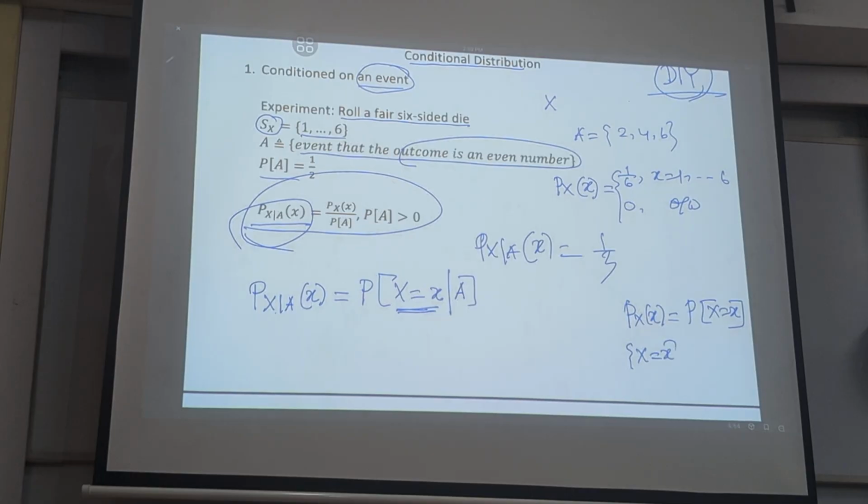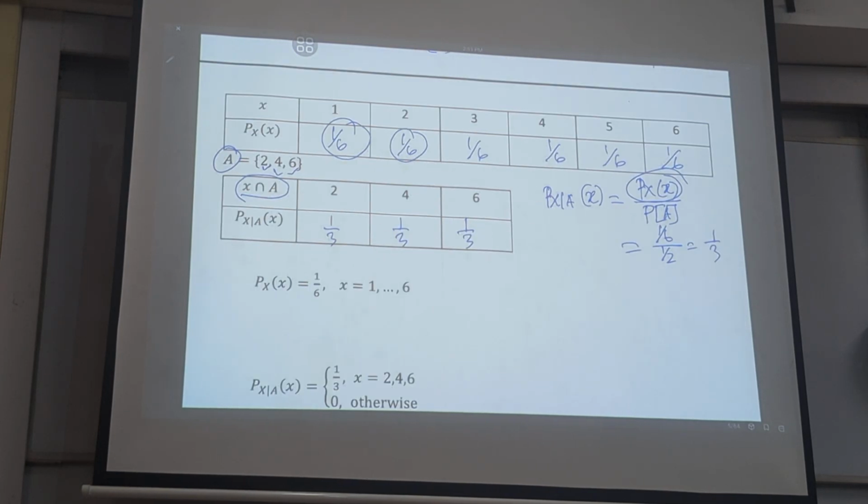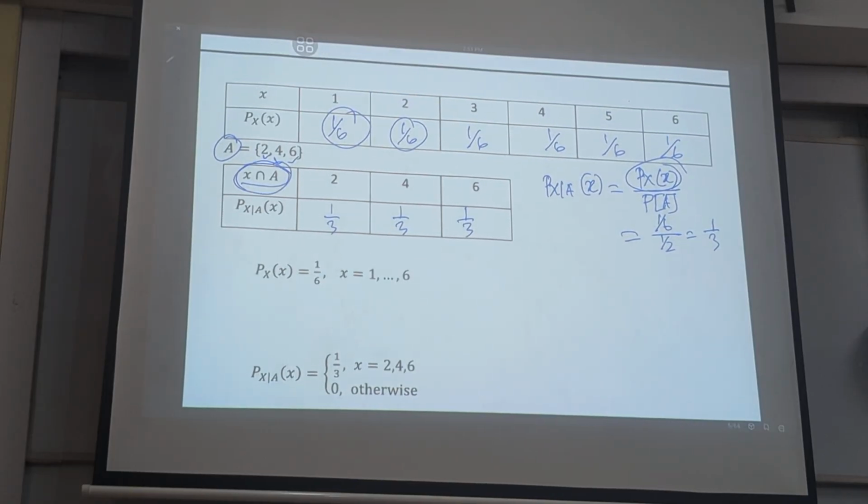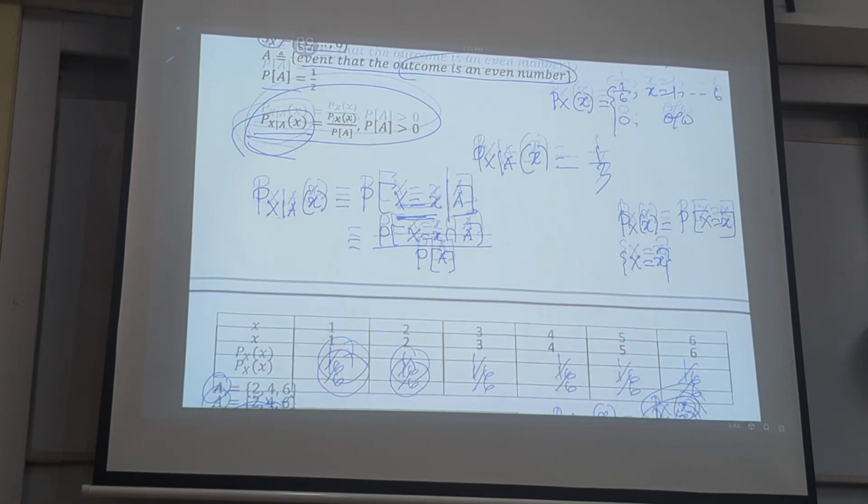is equal to X and also A, so then we have two events here. Then we can write the probability that X is equal to X and A has occurred, divided by what? The probability of A. And X is equal to X and A, the intersection is what? Only the elements that are in A.